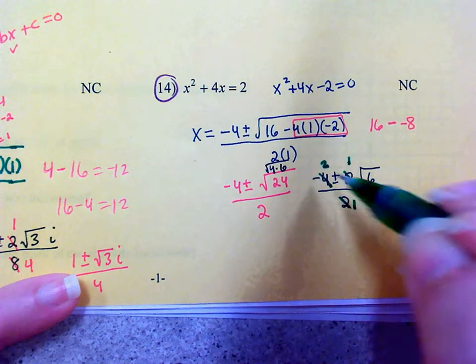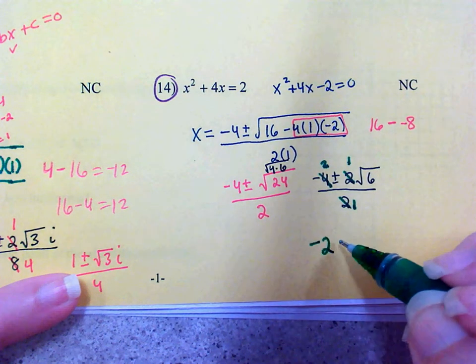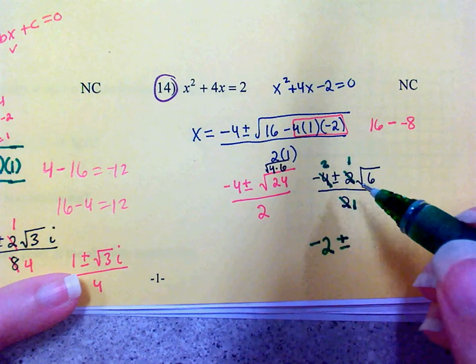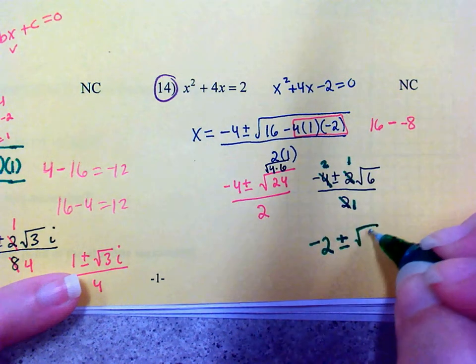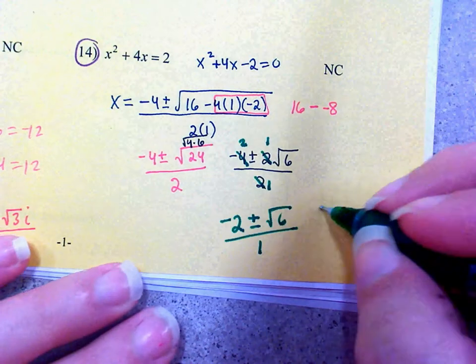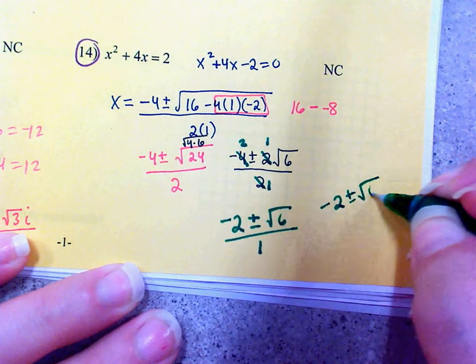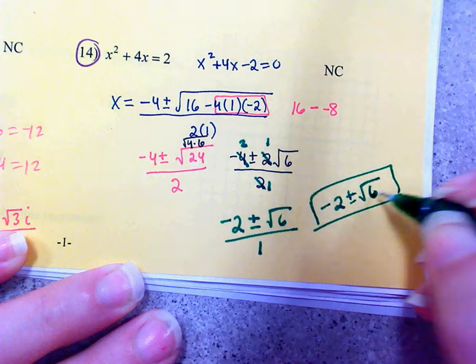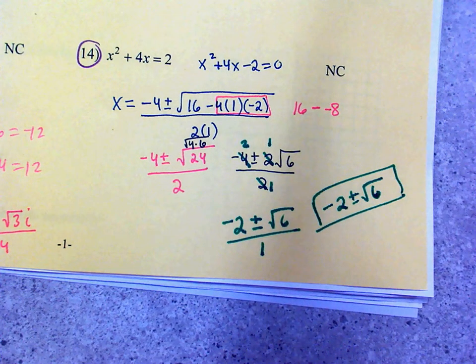That's a negative 2. So negative 2 plus and minus. You can write the 1, you don't have to though. So square root of 6 all over 1. Do I have to write the 1? No. You could write negative 2 plus and minus the square root of 6, and call it good. Okay, either one is correct.